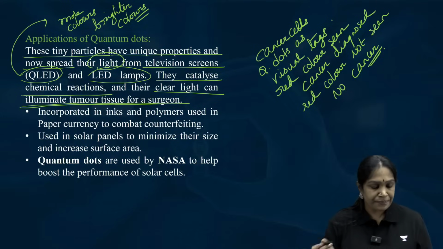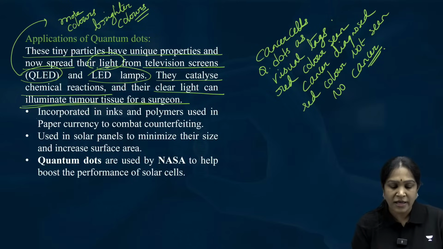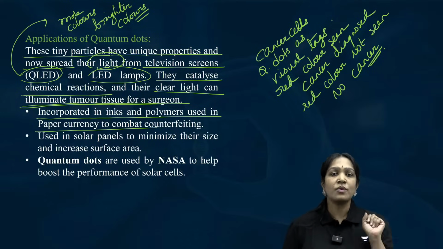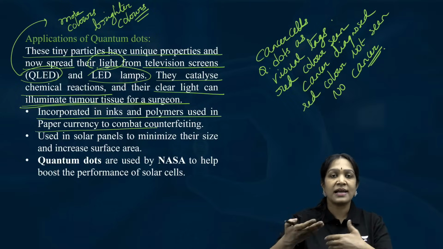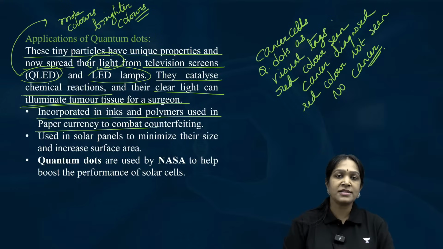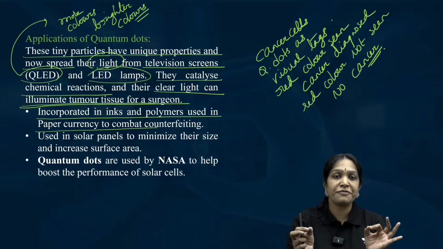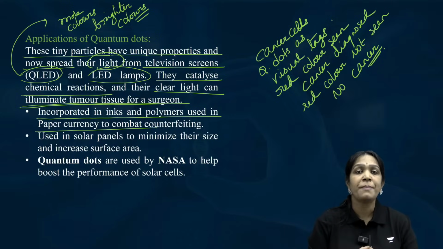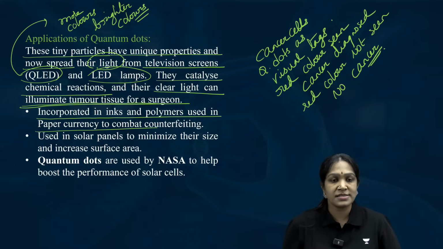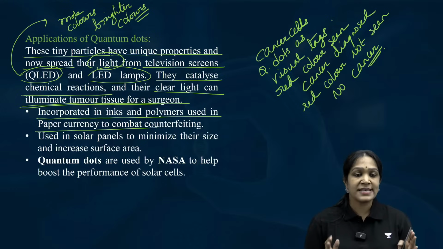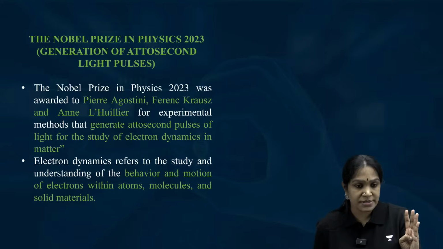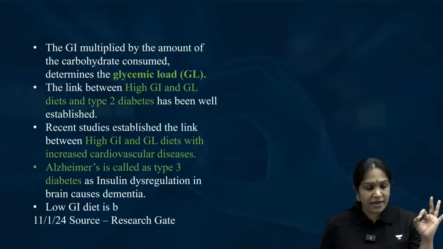In the same way, they can be incorporated in the inks and polymers used in paper currency to prevent counterfeiting. So how do we counterfeit the currency? We try to take a color Xerox, a color printout of the paper currency. And when we do that, we have to use the exact color so that the counterfeit currency looks original. But it is difficult to predict the exact color when quantum dots are used in the paper currency. It becomes very difficult for people to exactly reproduce the color Xerox of this particular paper. So that is how we can also use them in stamp papers and paper currency. In all these things, we can use quantum dots. Clear for all of you?